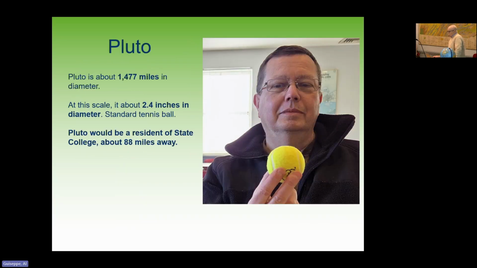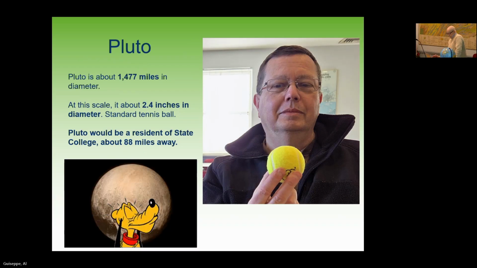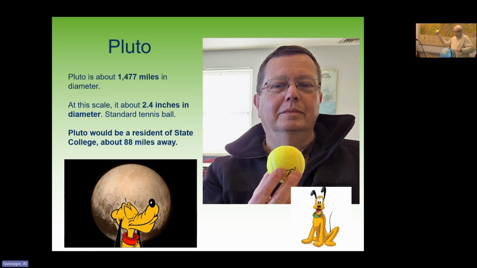Now, this is Pluto. It actually scales down to a tennis ball here. And it is far enough away that it would have to be residing in State College, 88 miles away. What gets me is, how do you see this smaller thing? And I agree with John Newbaum that Pluto is a planet still.